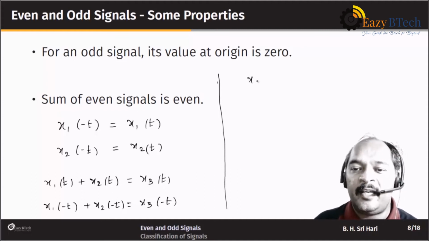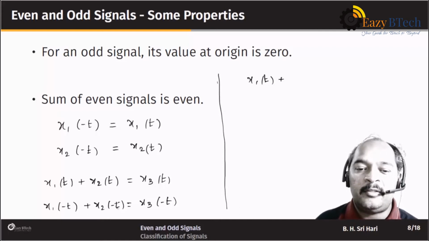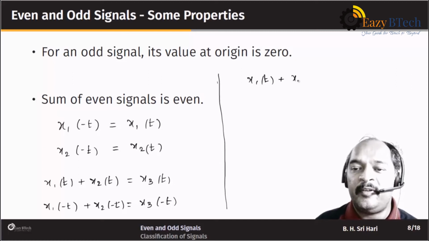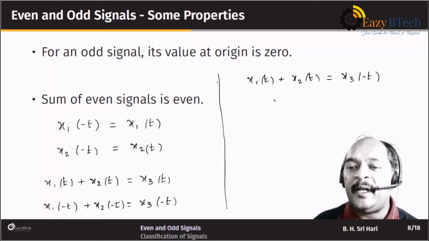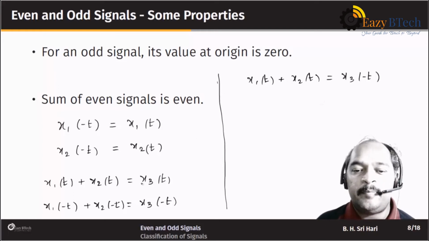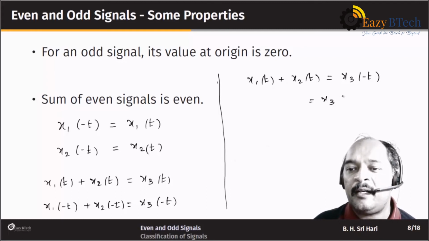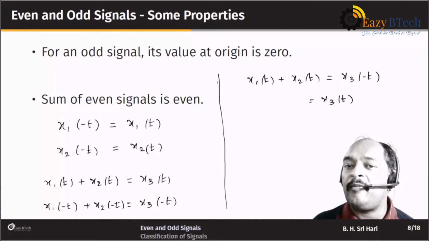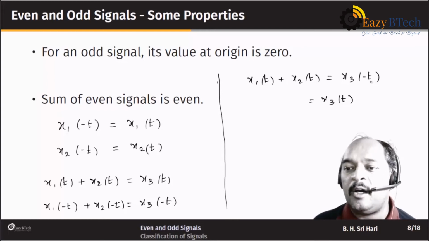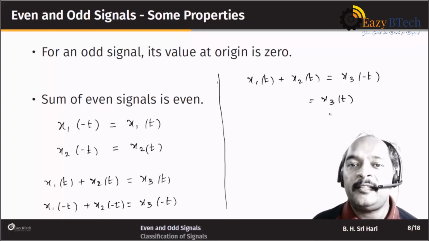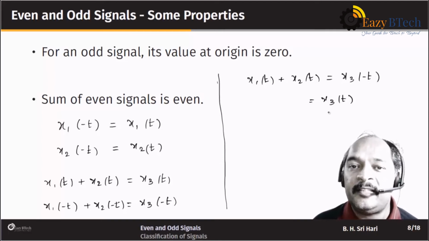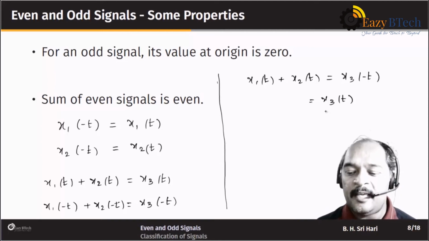x1 of t, and hence we can replace the first term with x1 of t, and x2 of minus t with x2 of t. Why? x2 of t is also even. So this is equal to x3 of minus t. But x1 of t plus x2 of t is nothing but our x3 of t. So what have you got? You have got that x3 of minus t equals x3 of t. That means the given signal x3 of t is even.